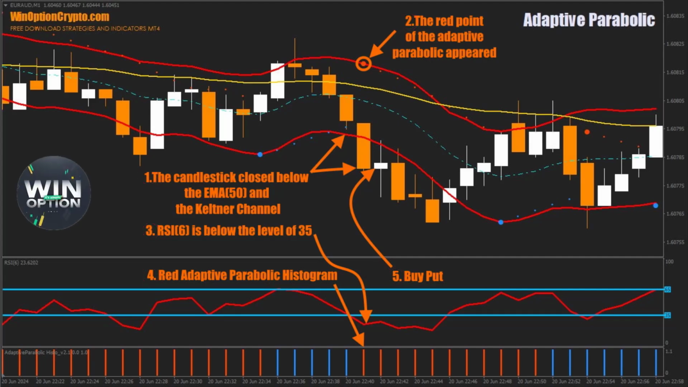We recommend setting the expiration time of transactions to 3 candles. However, this period may work differently depending on the asset. Therefore, we recommend choosing the optimal holding time for positions based on the characteristics of the selected financial instrument and the results of testing on historical data. Now we will demonstrate the operation of this strategy in real time to confirm that the signals are not redrawn.